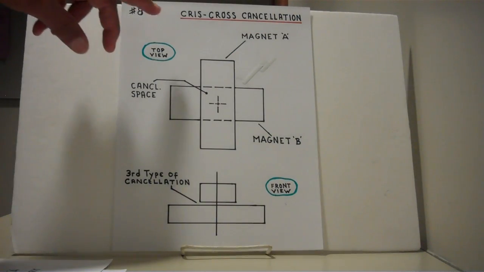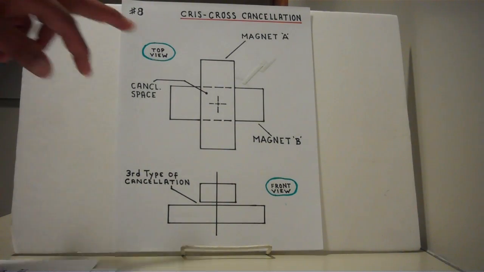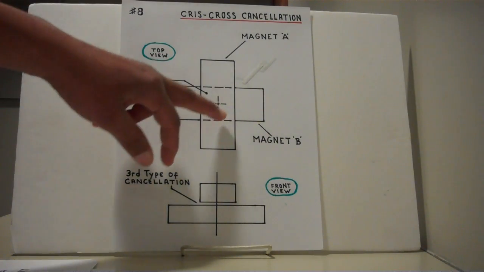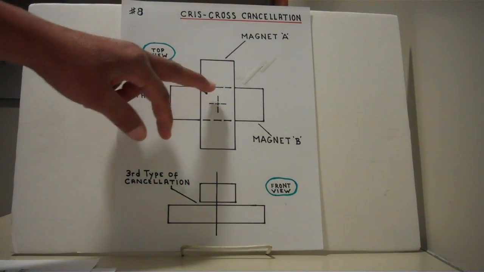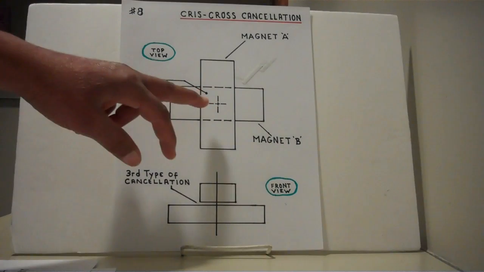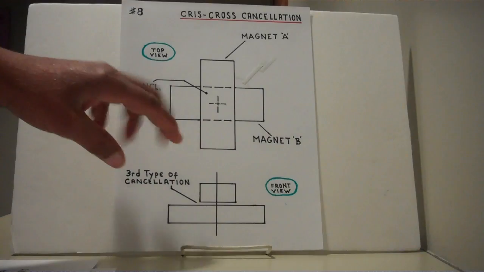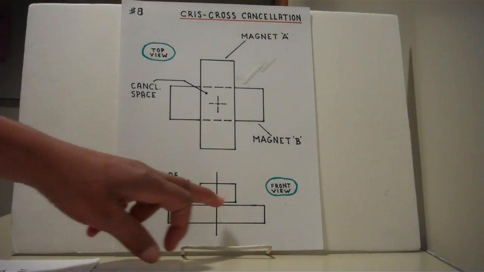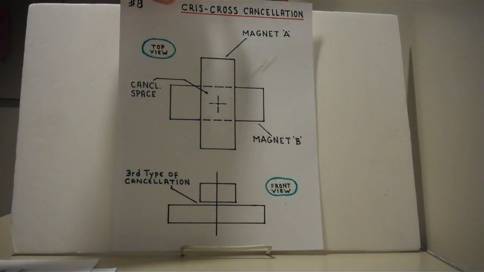Number 8. The third type of cancellation is called crisscross cancellation, in which two permanent magnets are turned 90 degrees to each other. Cancellation happens here because half the magnet up in here is attractive and the other half is repulsive. Therefore, they equal each other's forces right up in here, in this front view. This is called crisscross permanent magnet magnetic field cancellation.